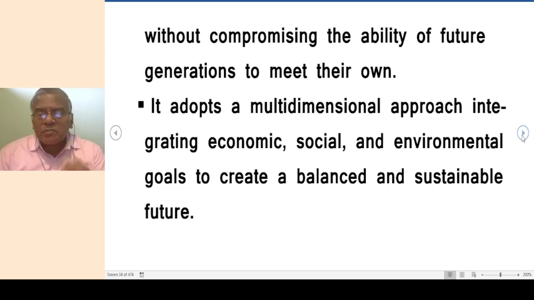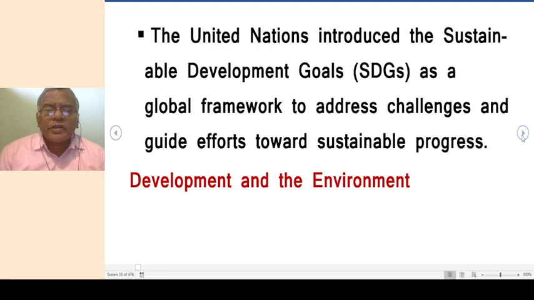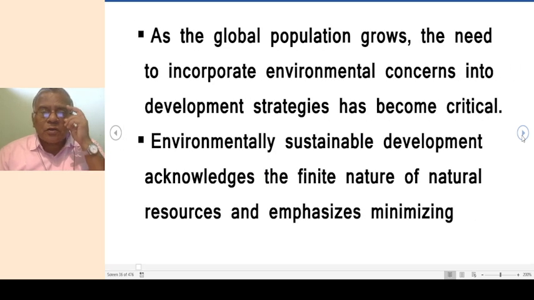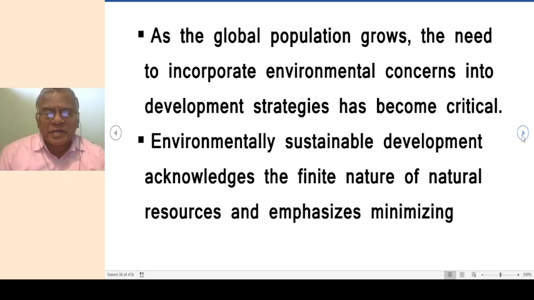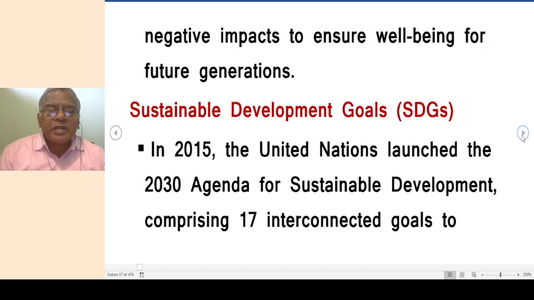It adopts a multi-dimensional approach, integrating economic, social, and environmental goals to create a balanced and sustainable future. The United Nations introduced the Sustainable Development Goals as a global framework to address challenges and guide efforts towards sustainable progress. Now let us talk about development and the environment. As the global population grows, the need to incorporate environmental concerns into development strategies has become critical. Environmentally sustainable development acknowledges the finite nature of natural resources and emphasizes minimizing negative impacts to ensure well-being for future generations.